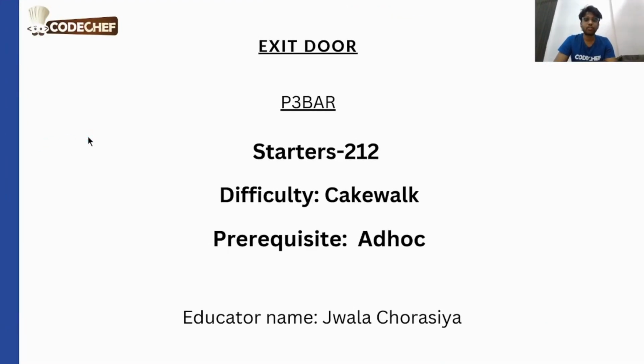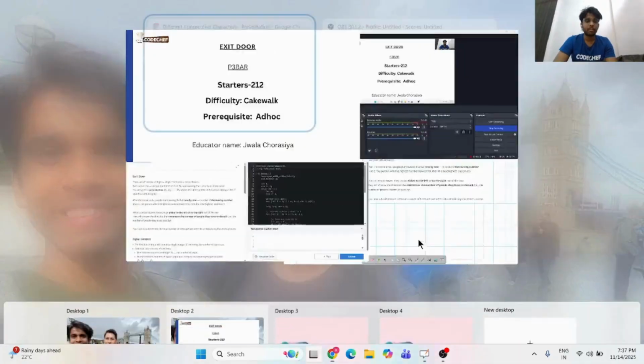Myself Jwala Charas, and today we are going to solve a problem which came into Starters 212. The name of the problem is Exit Door and the problem code is P3BAR. The difficulty rating of the problem is cakewalk and the prerequisite is ad hoc. Let's start with reading the problem statement over here.